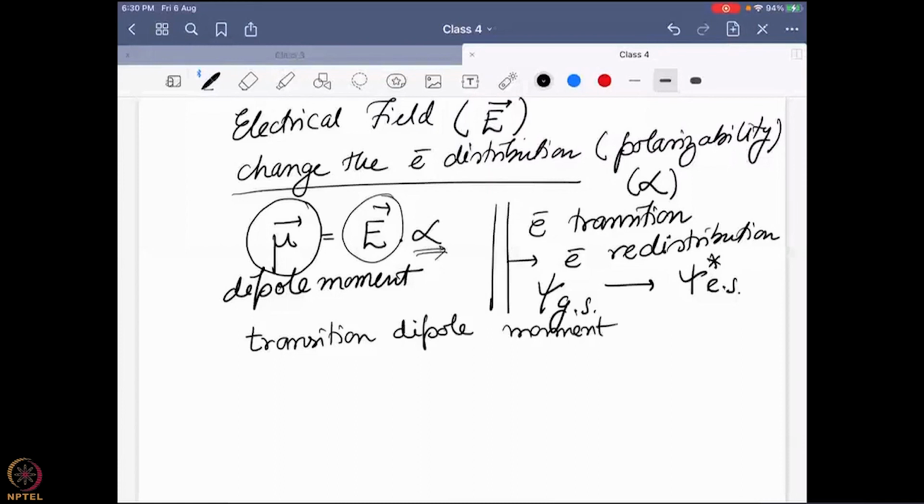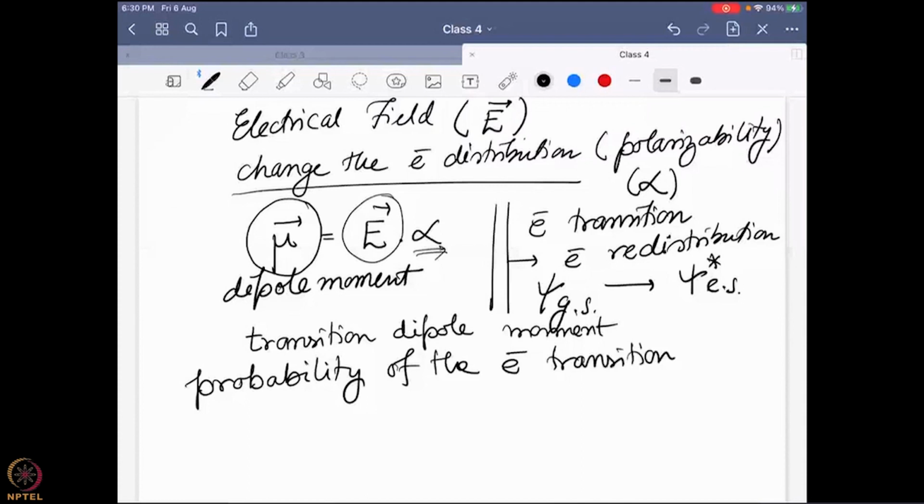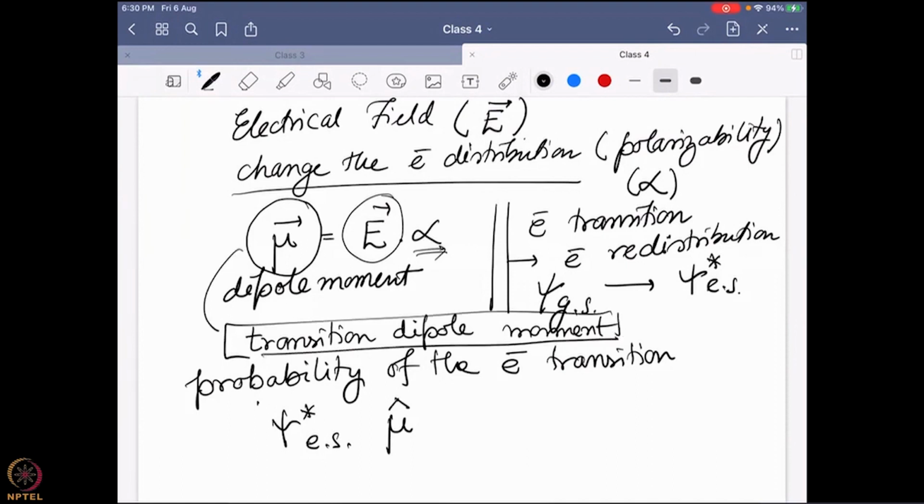And now, with the very minimal mathematical knowledge I have, if I want to write it down, the probability of the electron transition for this particular system can be written as the integral of psi excited state, under the influence of this transition dipole moment, with the ground state, taken from minus infinity to plus infinity. That means all the space possible, while I am actually doing this integral over a small volume.